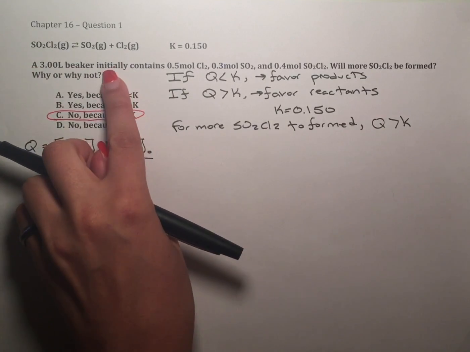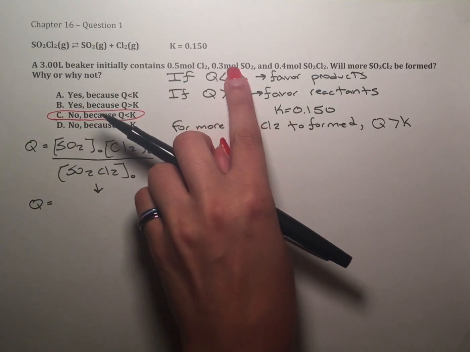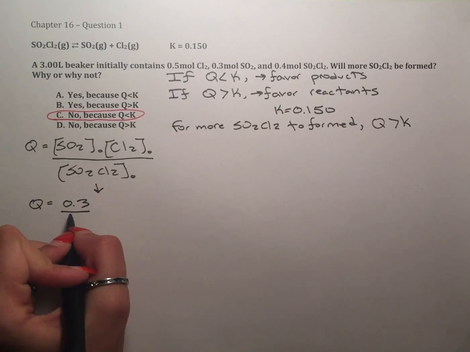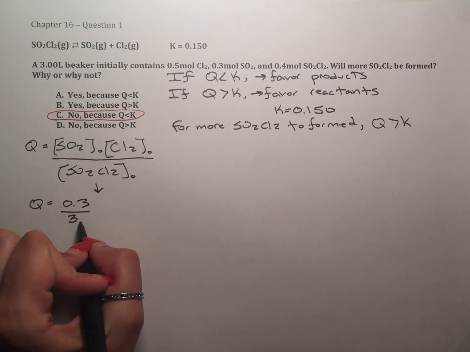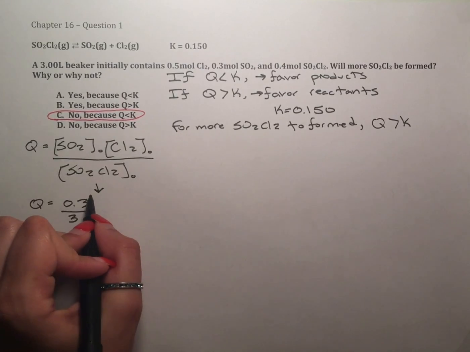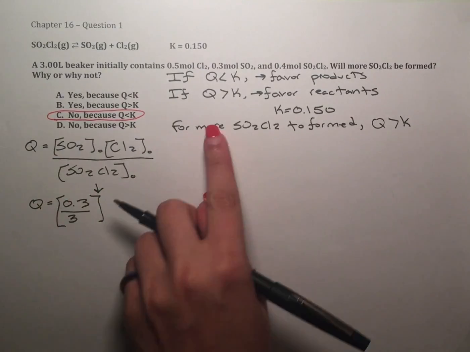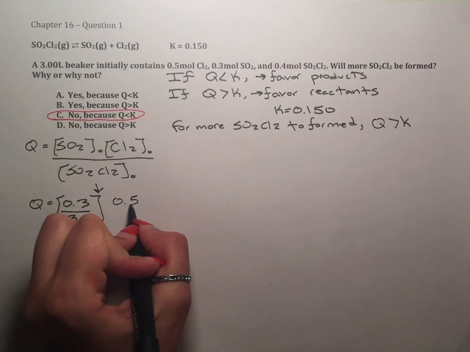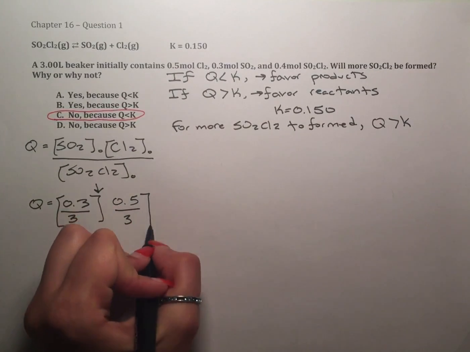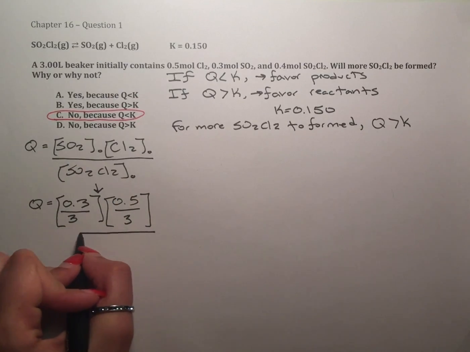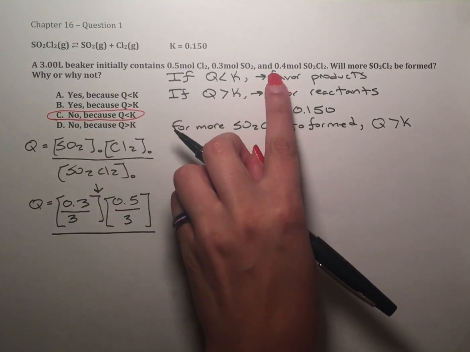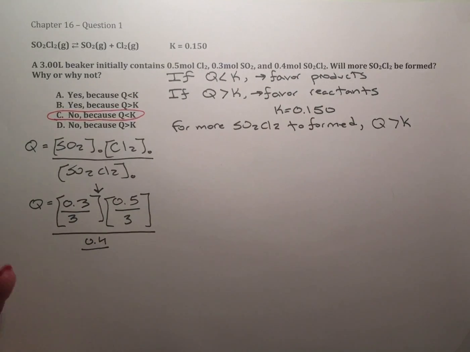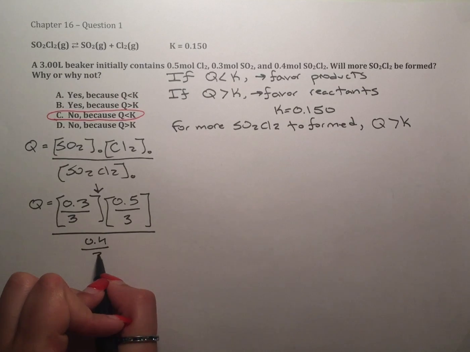A 3-liter beaker initially contains 0.3 moles of SO2. So we have 0.3 divided by 3 liters because we need molar in our brackets. Okay, and we have 0.5 moles of Cl2, so we have 0.5 divided by 3. Okay, and then we have 0.4 moles of SO2Cl2, so 0.4 divided by 3.